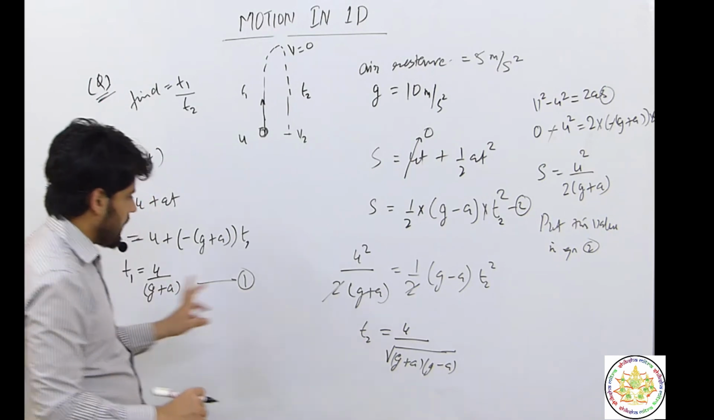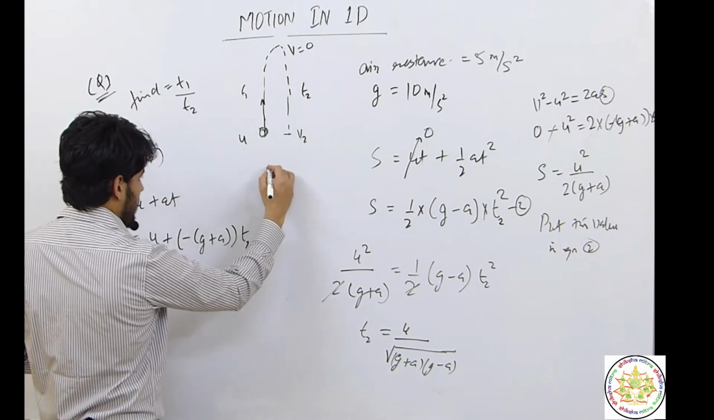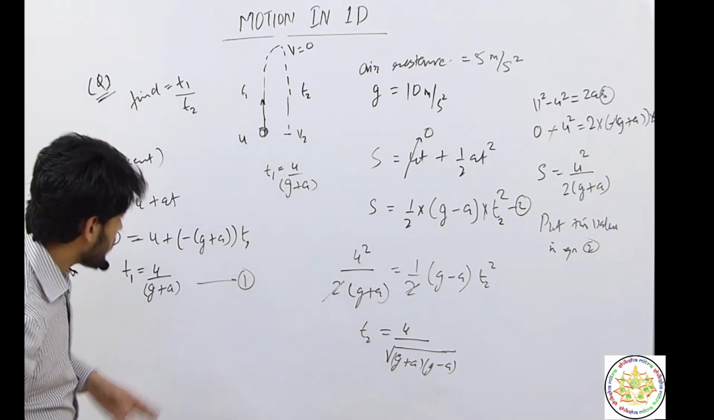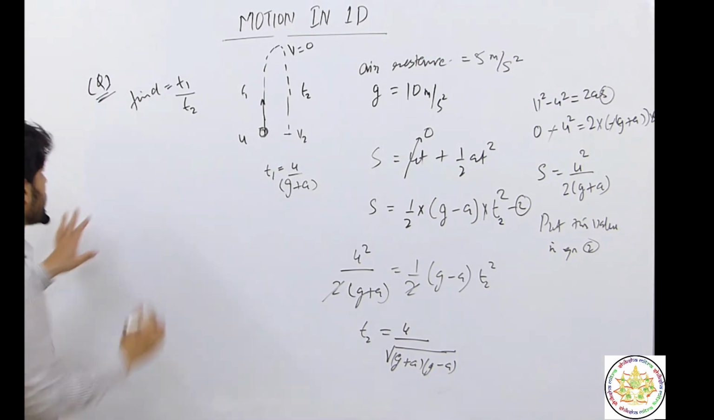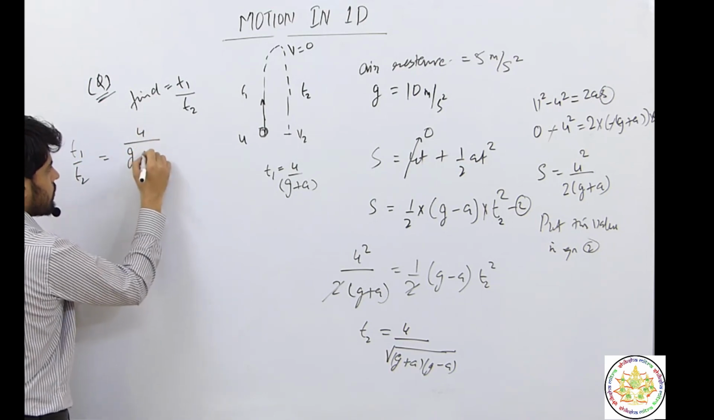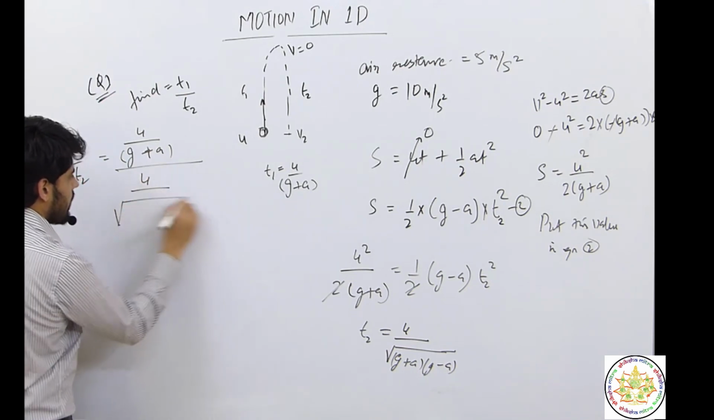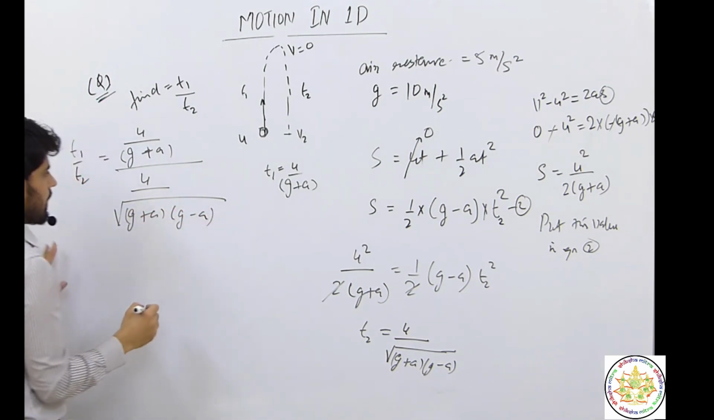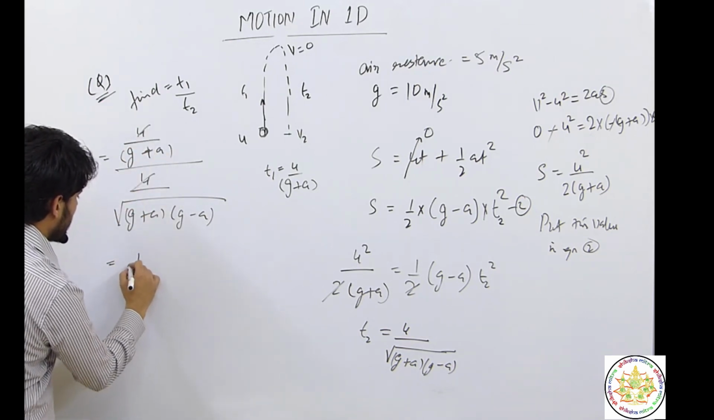So now we take the ratio of both the values. I'll write it over here. Put t1 is equals to u by g plus a. I'll note it down over here. So what we have to calculate? Time of ascent by time of descent, t1 by t2. So t1 by t2 will be equals to u by g plus a divided by u by under root g plus a into g minus a. Fine. U got cancelled.